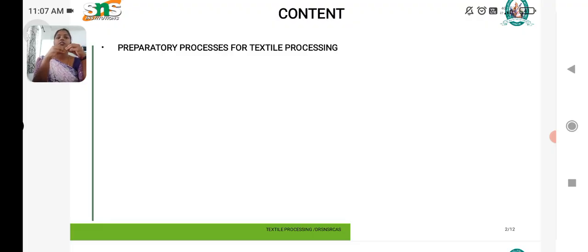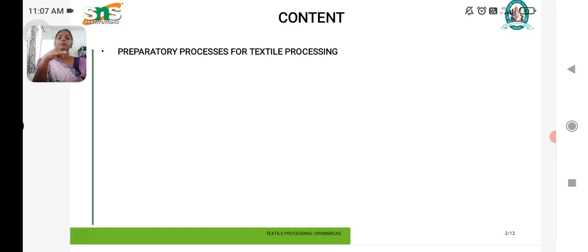We have to make it receptive to the dyes and other chemicals that are used for processes like printing, natural dyes, and chemicals, whatever we have to do for that. Thus the preparatory process is an intricate part of textile chemical processing, dyes, printing, and dyeing.